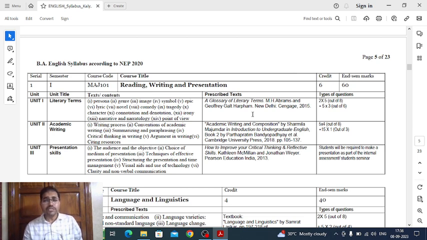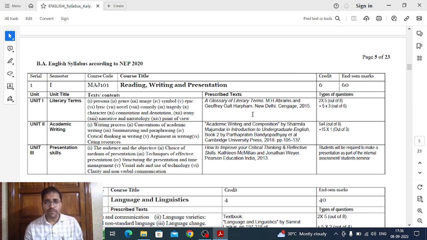Now, the question is, what will be the particular book followed under Kalyani University? You can see it has been mentioned under the group of prescribed texts. The title of the book is Introduction to Undergraduate English, the second book, edited by Partho Pratim Mukhopadhyay et al., published by Cambridge University Press, and the page number has been provided here.